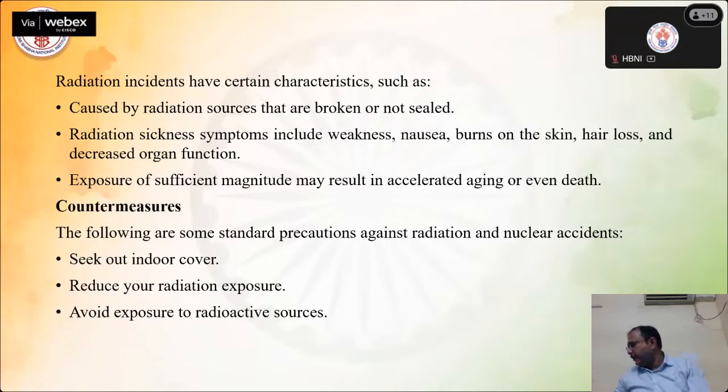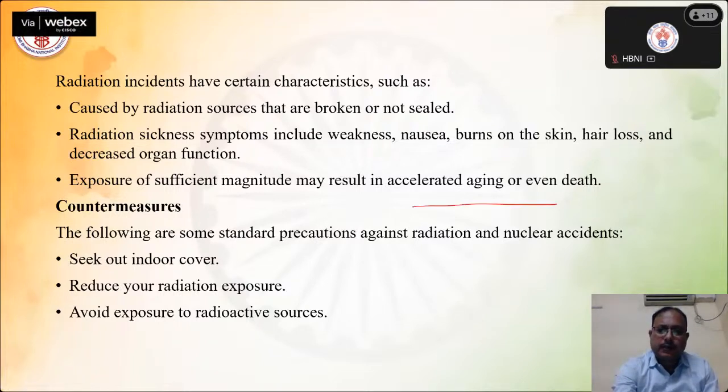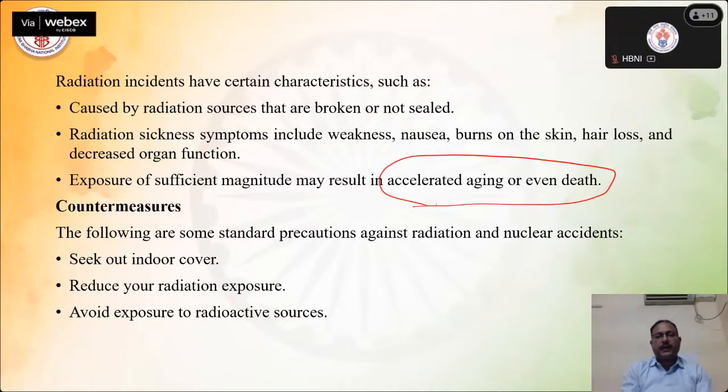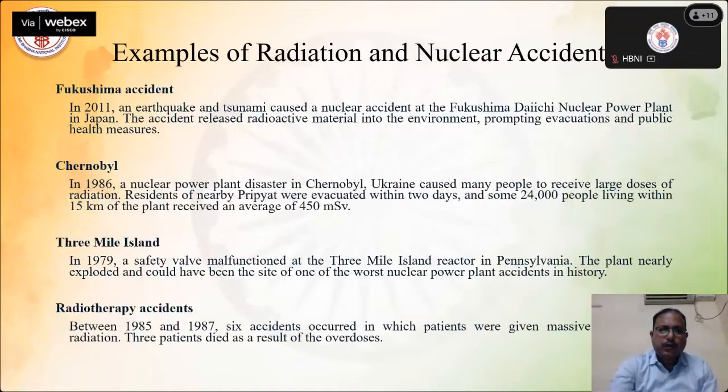Radiation incidents have certain characteristics, such as being caused by radiation sources that are broken or not sealed. Radiation sickness symptoms include weakness, nausea, burns on the skin, hair loss, and decreased organ function. Exposure of sufficient magnitude may result in accelerated aging and even death. These are certain important parameters of radiation. I will quickly go through these slides, because I know I'm not the right person for teaching you all this. The countermeasures are: seek indoor cover, reduce your radiation exposure, and avoid exposure to radioactive sources.